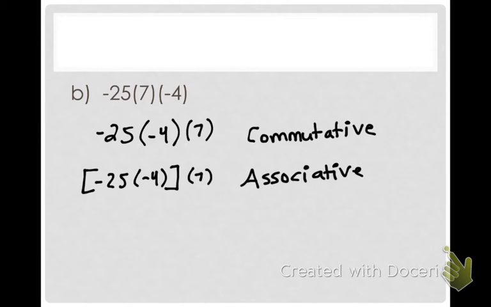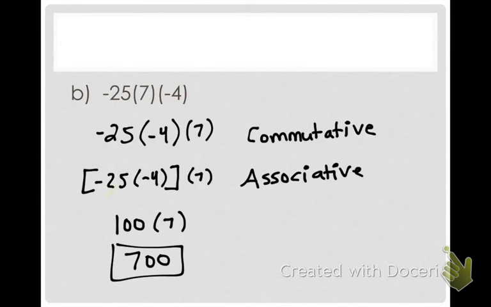All right, so let's go ahead and do this first step together right here. What is negative 25 times negative 4? Okay, I hear negative 100 and positive 100. Because there's two negatives, when you multiply, they become a positive answer. So this is 100, and then I'm going to multiply it times 7. What is 100 times 7? 700. 700 is your answer. Okay, we didn't really use any of our properties to do 100 times 7, so you don't have to justify the step that you took.